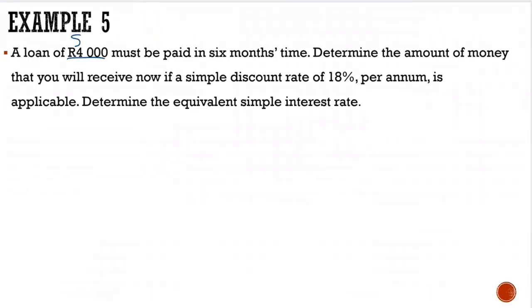You can tell what this is: your S, that is your future value, because they tell you what this thing must be paid in future. That means it's a future value. And then your time here is 6 months. Again, your time is less than a year, so you're going to take your 6 and divide it by 12. If ever it was days, you're going to divide by 365.